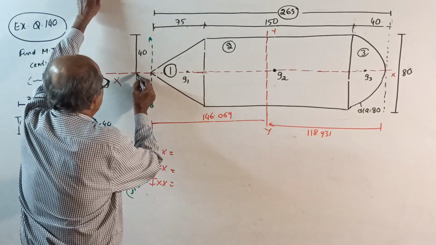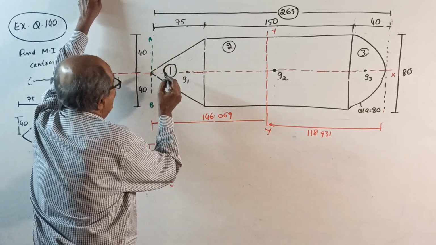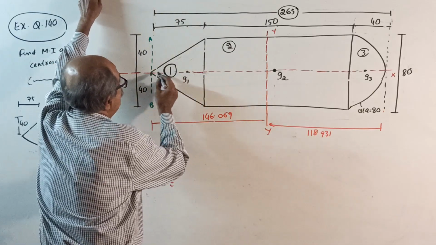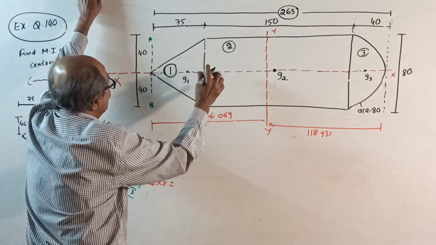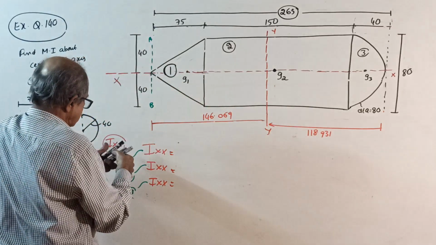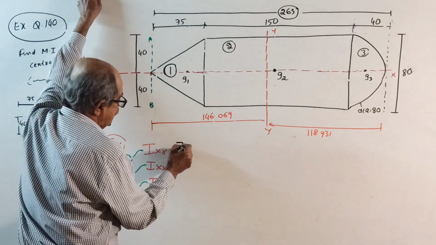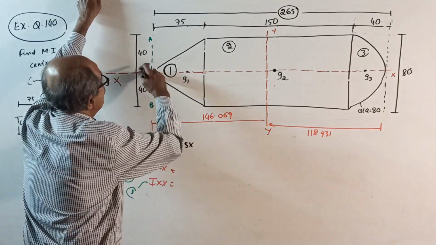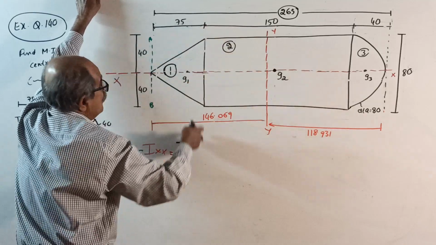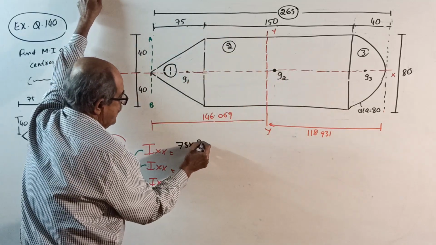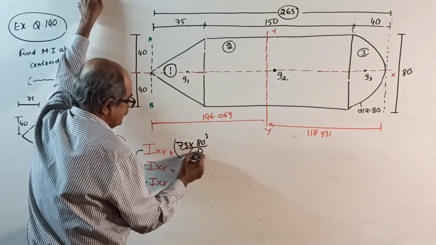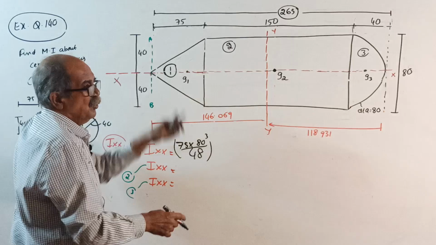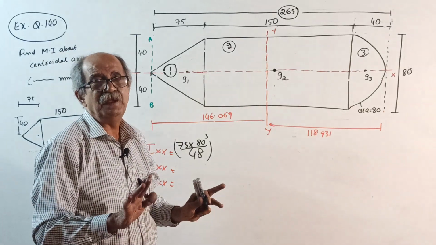I about the x-axis, this axis. See, this is an isosceles triangle. I will not tell. If not clear, better stop studying from me. If someone asks 75 into how much? Total 80. 80 cube divided by 48. If someone asks, sir, why is it 48? No, you better stop learning from me.